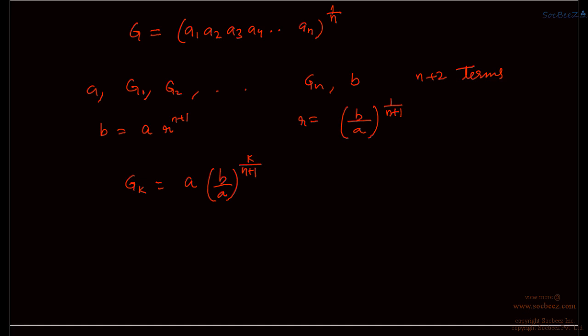G2 is the third term. GK is actually the K plus 1 term. So K plus 1 minus 1 gives you K, and then you have the ratio as B by A power 1 by n plus 1, right? So this is how you can insert a fixed number of geometric means between two numbers.